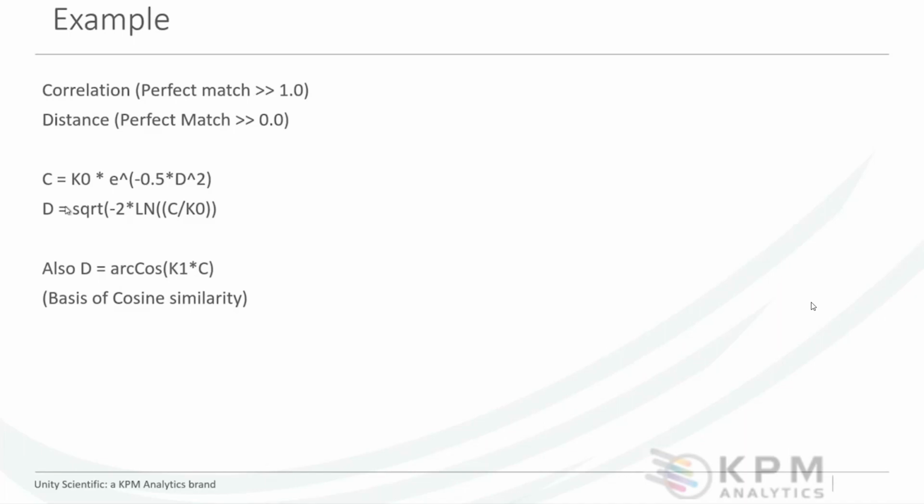As an example, correlation has a perfect match of 1. And again, for a distance measurement, a perfect match is approaching 0. These are two different formulas for calculating these. I will not describe these. We can also describe distance, the second one, in terms of an arc cosine. This is based on a mathematical formula called cosine similarity, and it's one of the algorithms that we use when we are doing qualitative analysis.